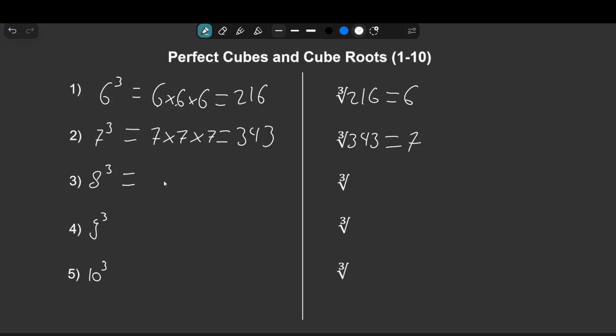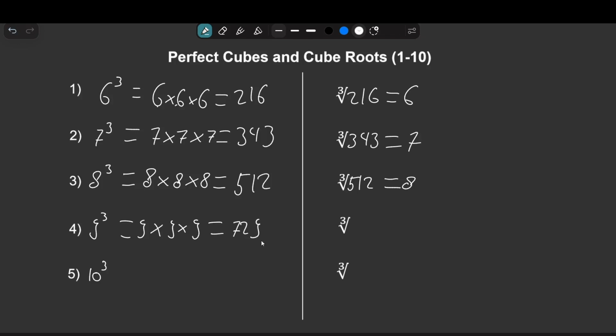So 8 cubed will be exactly the same. 8 times 8 times 8. This will equal 512. Now we also know that the cube root of 512 will be 8. So on to the next one. 9 cubed is 9 times 9 times 9. This will equal 729. So we're getting a bit high on the numbers right here, but don't worry, it will still be very easy. So 729, now we know the cube root of 729 will be 9.